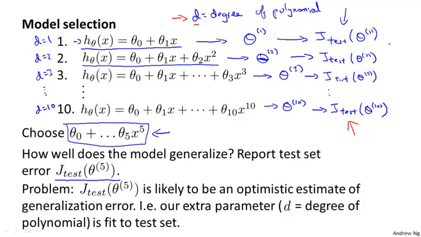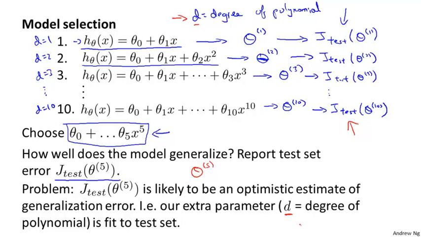And so the performance of my parameter vector theta 5 on the test set is likely to be an overly optimistic estimate of generalization error. Right? Because I have fit this parameter d to my test set, it is no longer fair to evaluate my hypothesis on this test set. I've chosen the degree d of polynomial using the test set, and so my hypothesis is likely to do better on this test set than it would on new examples that it hasn't seen before, which is what I really care about.